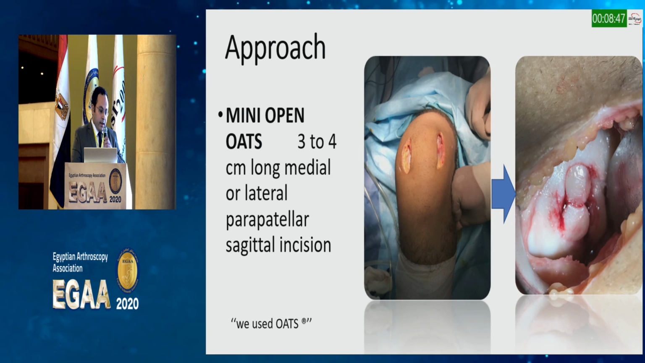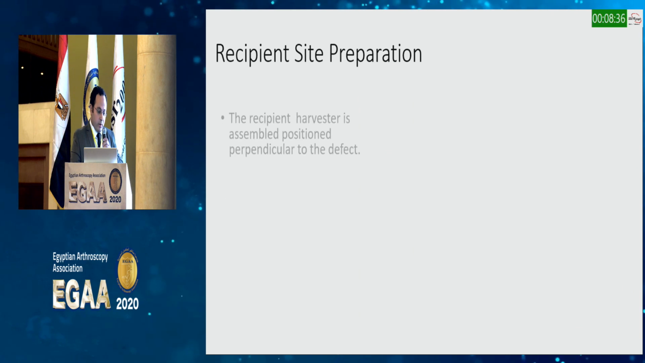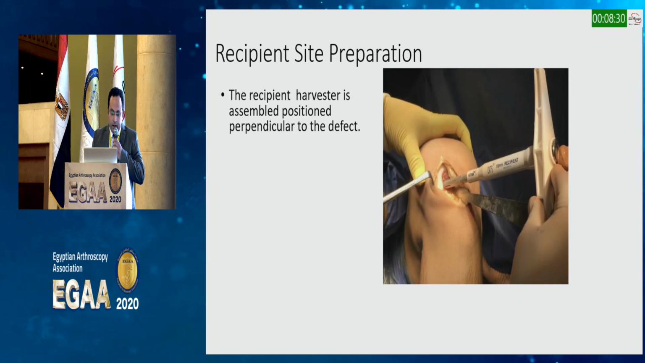We do all our cases by mini open technique, by a 3 to 4 centimeter medial and lateral parapatellar sagittal incision, with the commercially available kit, especially for OTS. Starting with the recipient site preparation, the recipient harvester is assembled and positioned perpendicular to the defect.